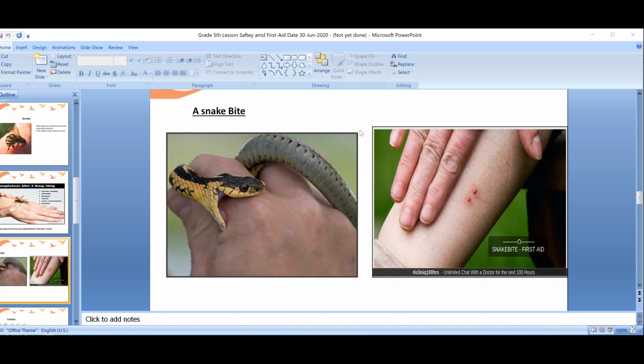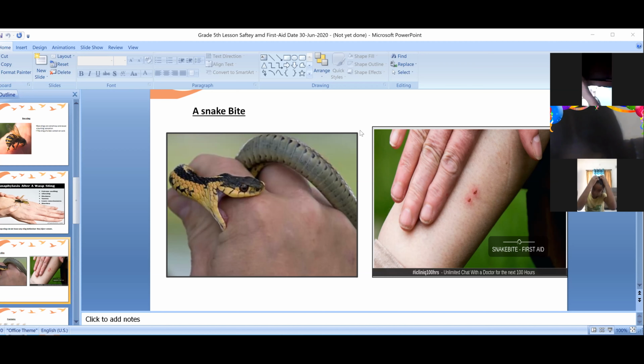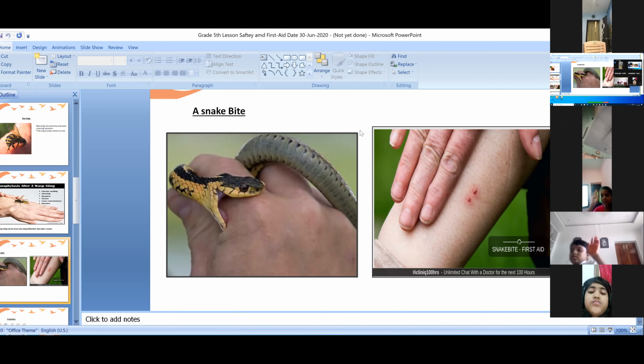Okay, children, now just tell me, what happens? Just raise your hands. What happens if a snake bites? When a person is bitten by a snake, what will happen? Yes, Lasya. When the snake bites, the venom will go inside. Then we should tie a thread or anything, tie a cloth tightly. That venom will not go inside.